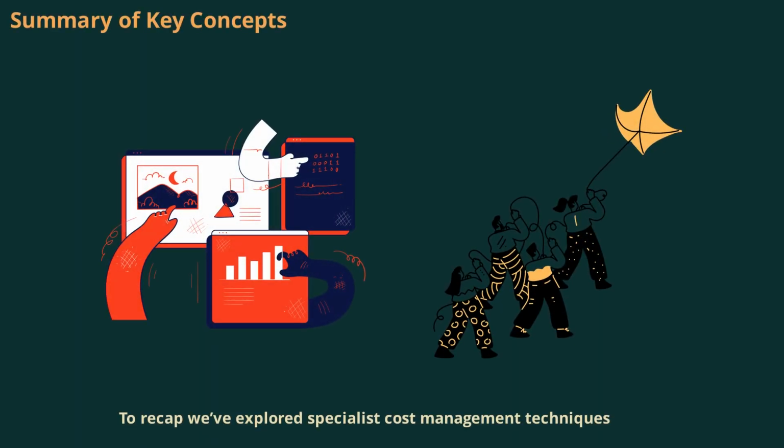Recap: we've explored specialist cost management techniques, including cost control, cost reduction, target costing, life cycle costing, theory of constraints, throughput accounting, and environmental management accounting. Each technique offers unique tools and strategies for managing costs, improving profitability, and ensuring sustainable business practices. By integrating these approaches, organizations can stay competitive, adapt to changing markets, and achieve long-term success.